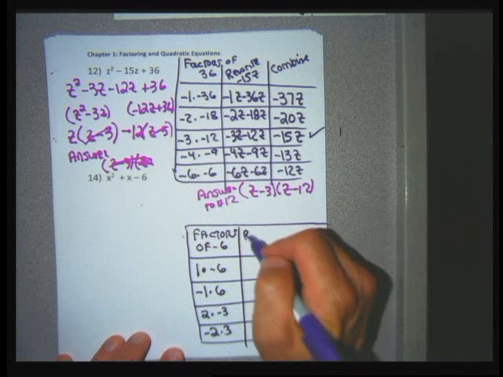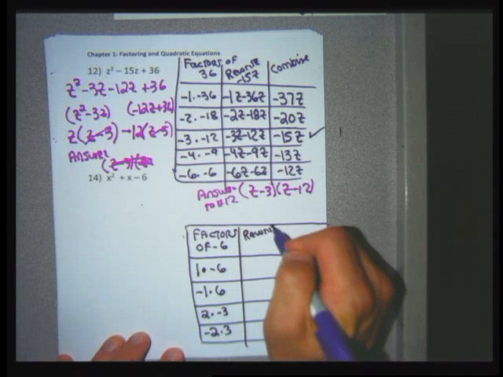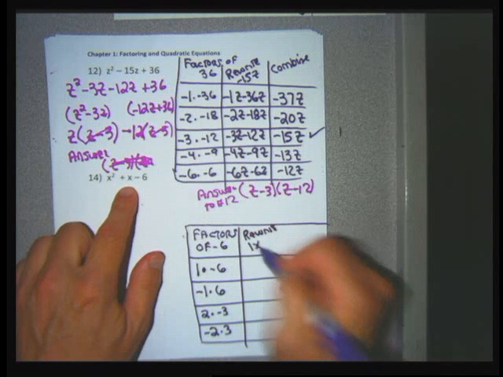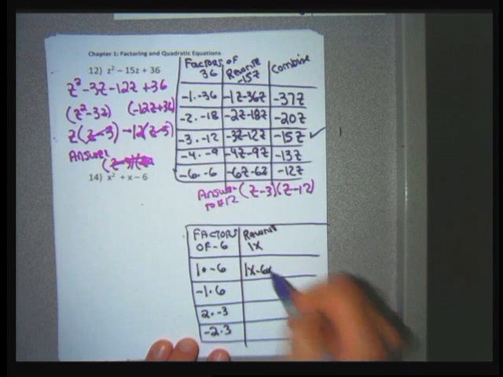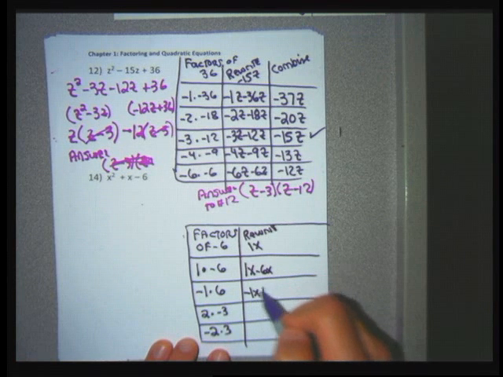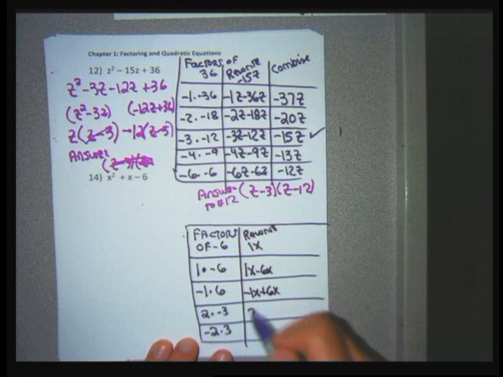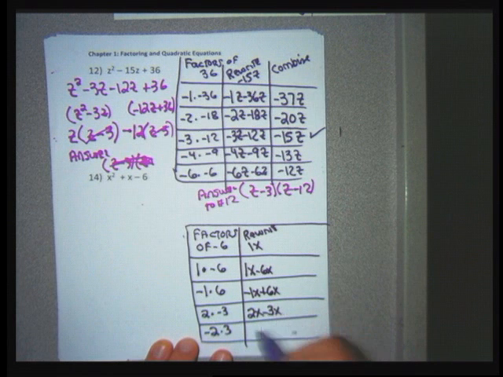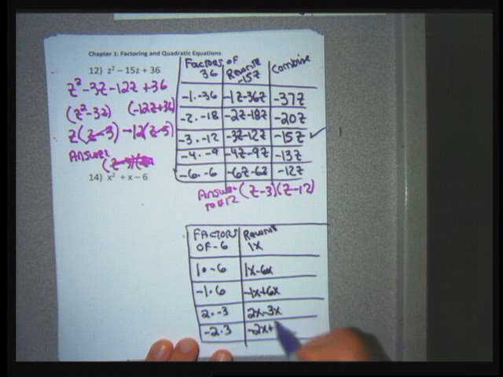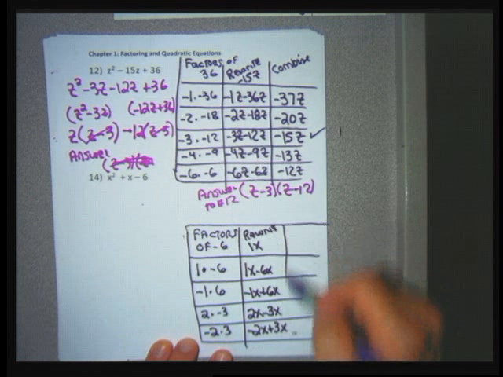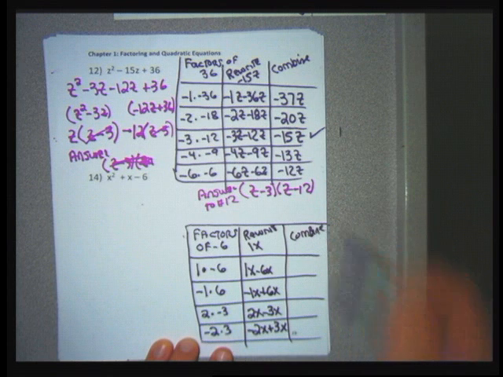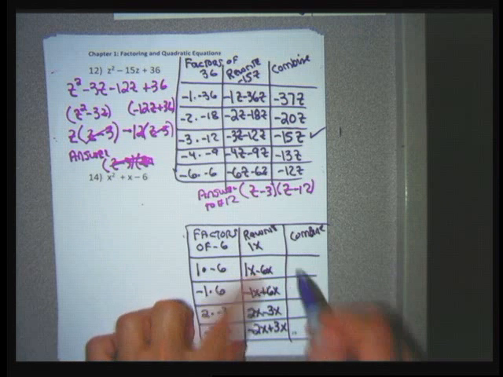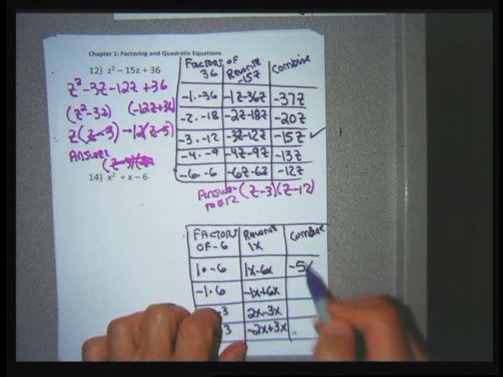Now I need to rewrite this x. I'm going to say this is a 1x. So I can say it's either going to be 1x minus 6x, minus 1x plus 6x, 2x minus 3x, and minus 2x plus 3x. Now I'm going to combine these. And in this case, when I'm combining, the numbers have opposite signs, so I have to subtract and take the sign of the larger. 1x minus 6x is going to give me a negative 5x.